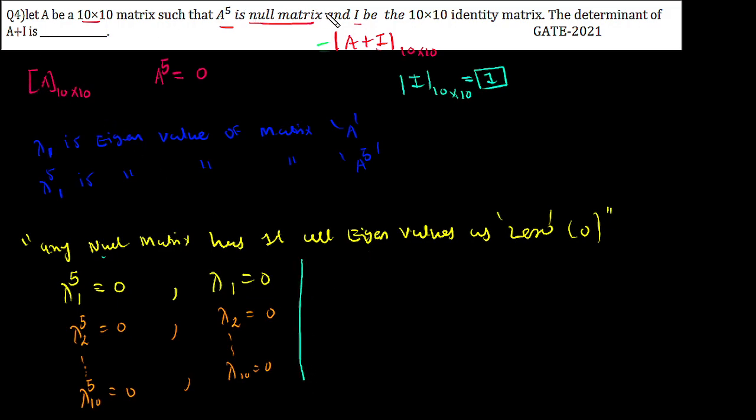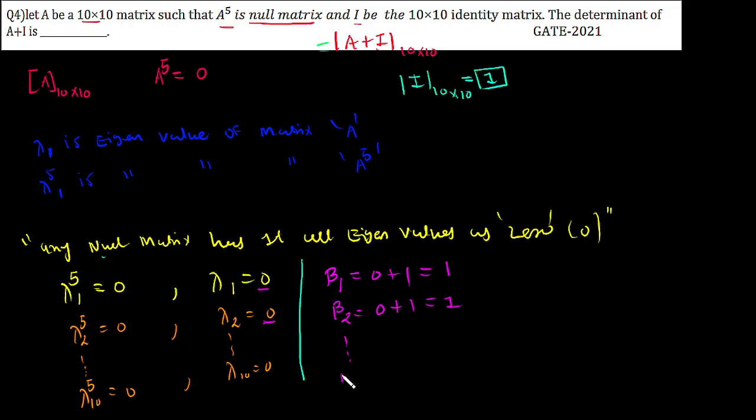If I am interested in finding the eigenvalue of this A plus I matrix, let's call it beta 1, which corresponds to lambda 1. So now just simply replace this A with the first eigenvalue, which is 0. So I can say 0 plus, and now replace this I with 1, because any identity matrix has all its eigenvalues as 1. So the value of beta 1 is 1. In the same way, the second eigenvalue for this matrix, let's call it beta 2, is again: replace this A with the second eigenvalue, in this case 0, and replace this identity with 1. So the second eigenvalue for this A plus I matrix is again 1.